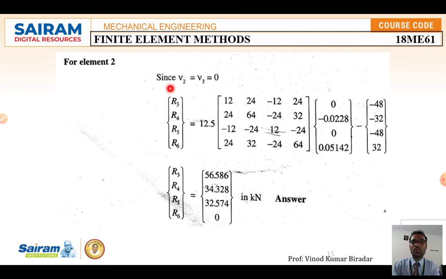For the second element, V2, V3, a roller support is there, so V2, V3 is equal to 0. After writing this, again the same procedure you have to follow. Again you have to do the multiplication here, this into this, you are going to get single values, then you subtract these from this, and you are going to get the final answer like this. That is R3, R4, R5, R6: R3 is equal to 56.58, R4 is 34.32, R5 is equal to 32 and R6 is equal to 0. Like that you have to solve the reactions and all those things.